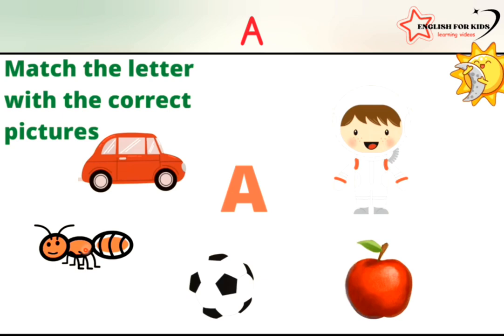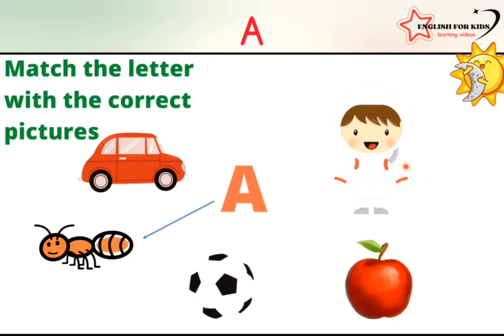What is this? Yes, it's an ant. Ant. Repeat after me. Ant. So, ant, does it start with letter A? Yes, good job. Ant starts with letter A, so we are going to match ant with letter A. See, I draw a line. Now, let's move on to this.